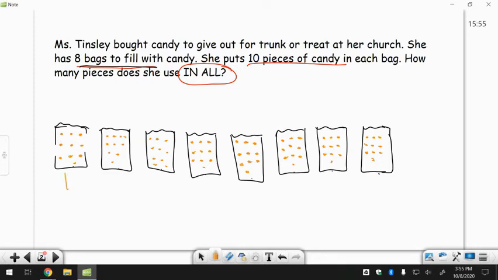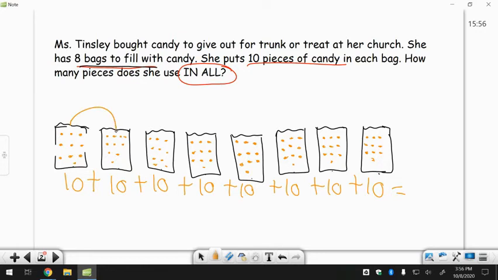So I know that I have 10 pieces here. I'm going to add it to the 10 pieces here. Plus 10 more pieces. Plus 10 more pieces. And another bag. And another bag. And another bag. And another bag. Now, the cool thing about repeated addition is that I know I have 10 in each bag. Now, I bet that you guys can help me count by tens to figure out how many I have. Let's count. Please count out loud with me.